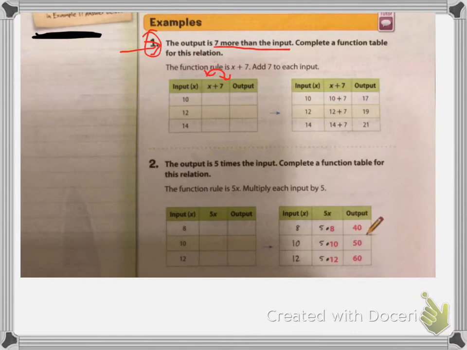So it says complete a function table for the relation. The very, very important information here too is they say that the function rule is x plus 7. So that's what goes right here. That's the problem. That's the equation, but they call it the function rule. To get the answer, you're going to add 7 to each input.